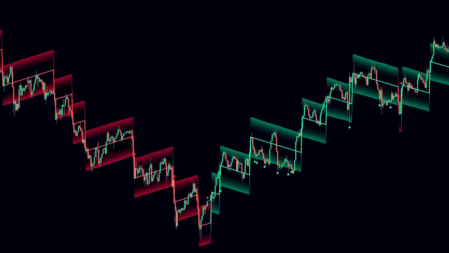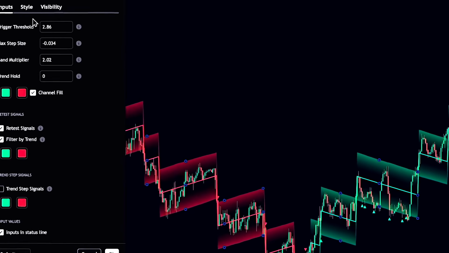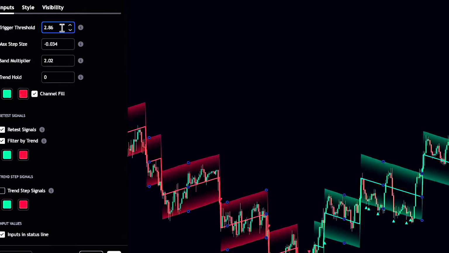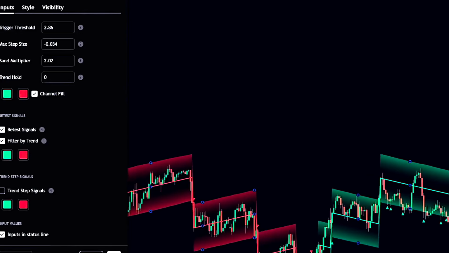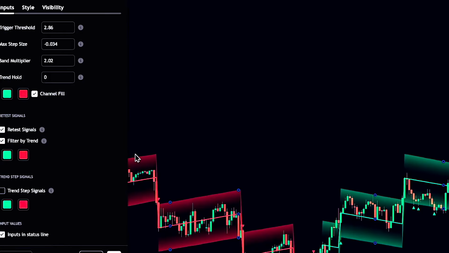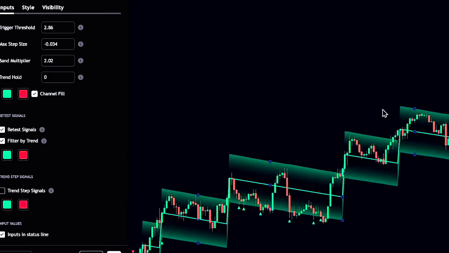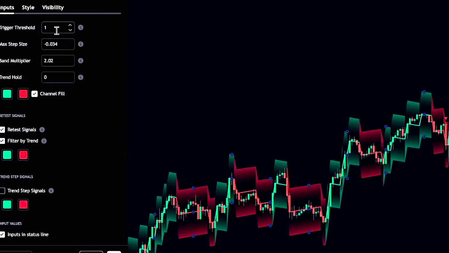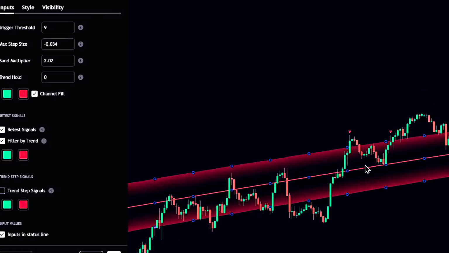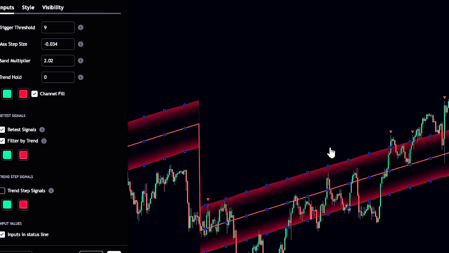Let's jump into the settings, because this is where you can customize the indicator to your trading style. First, there's the trigger threshold, which is ATR based. This setting is crucial because it defines how much the price has to move before a new step is confirmed. A smaller value will make it more sensitive and pick up on smaller swings, while a larger value filters out minor noise and waits for bigger moves.